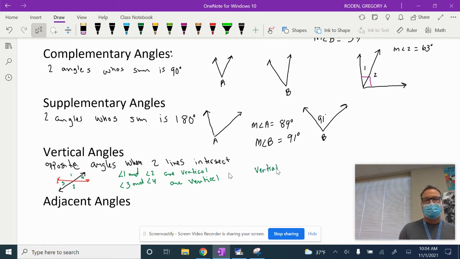Vertical, if I could spell it. Vertical angles theorem. And guys, what does the vertical angles theorem state?